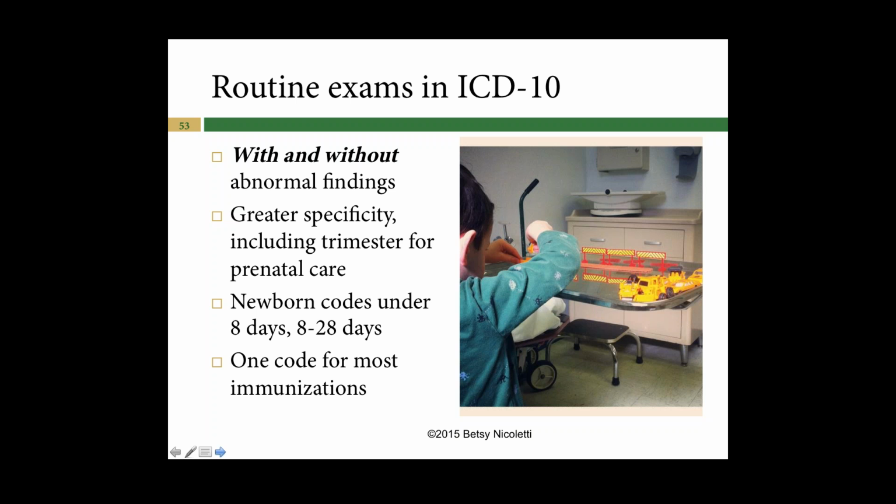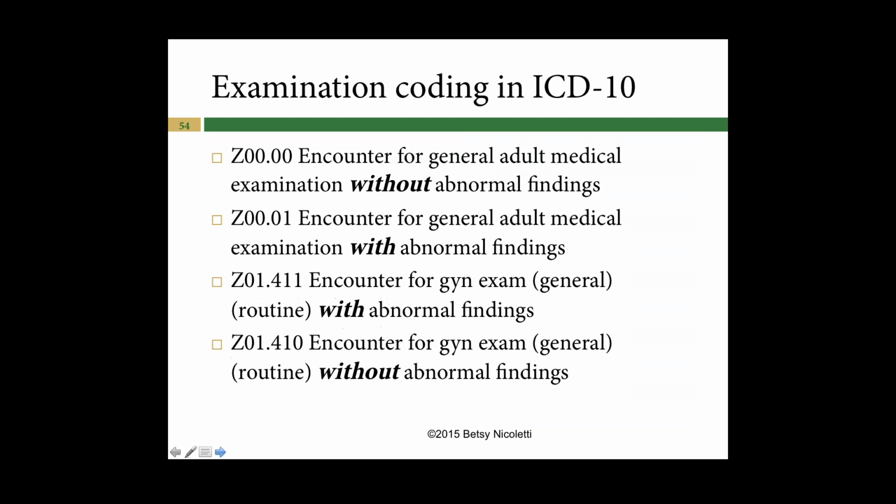And you say, well, in OB coding, we don't usually submit a claim. We submit it globally. But sometimes the patient changes insurance from one trimester to the next, and we have to submit codes, or some of our managed Medicaid programs want individual claims for the prenatal visits. So prenatal codes get difficult. We have codes for newborns under 8 days and between 8 and 28 days, and then we have one code for most immunizations.